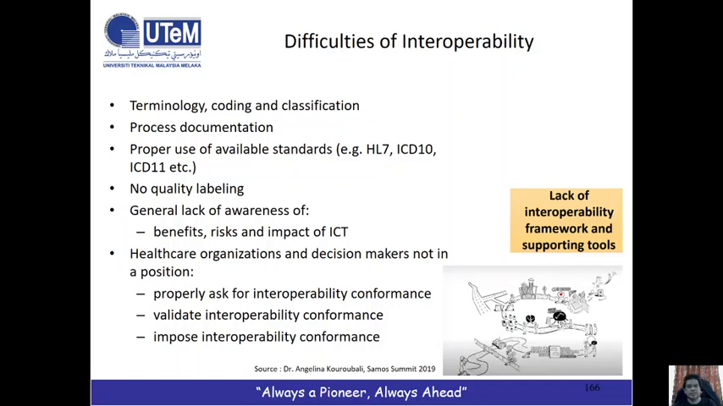Another difficulty in interoperability implementation is a lack of awareness. So maybe the non-IT workers, health workers, they don't see the benefit. They cannot calculate the risk impact of ICT. So nowadays we see the impact of why we don't use the EHR or electronic medical record across the country.